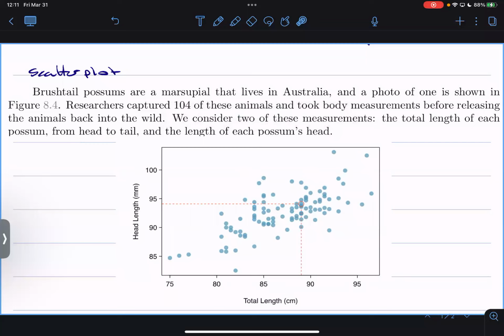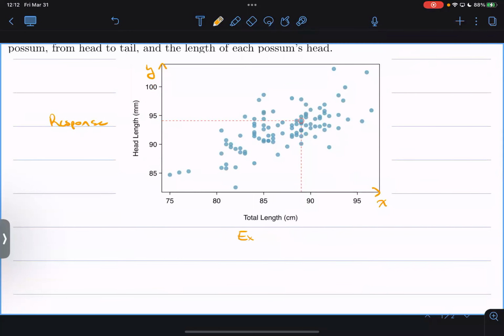And here we're told to use the head length as the response variable and the total length as the explanatory variable, right? So the total length, we suspect it'll help us explain changes in the head length, right? And also that there is a relationship between these two, which is not that far-fetched, right? And so here, let's jot down that this is your response because it's on the y-axis, and this is the x-axis, and so this is your explanatory variable.